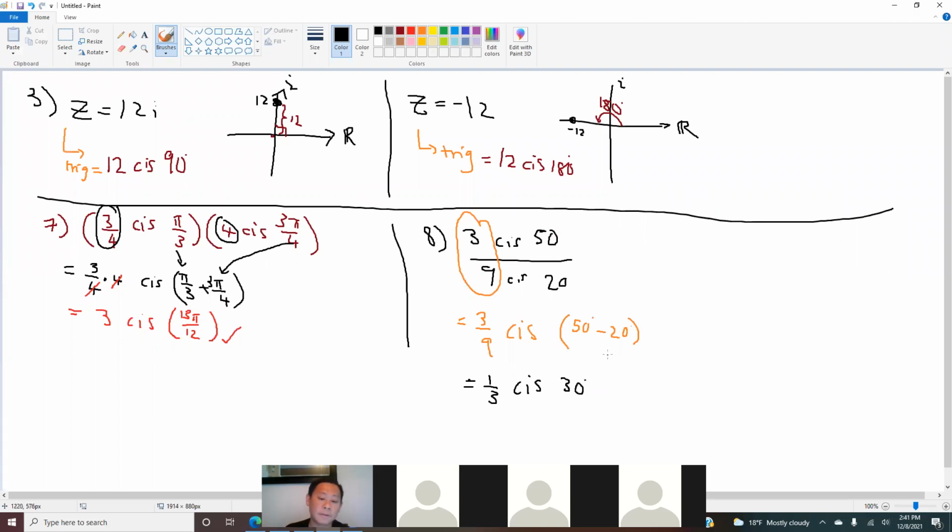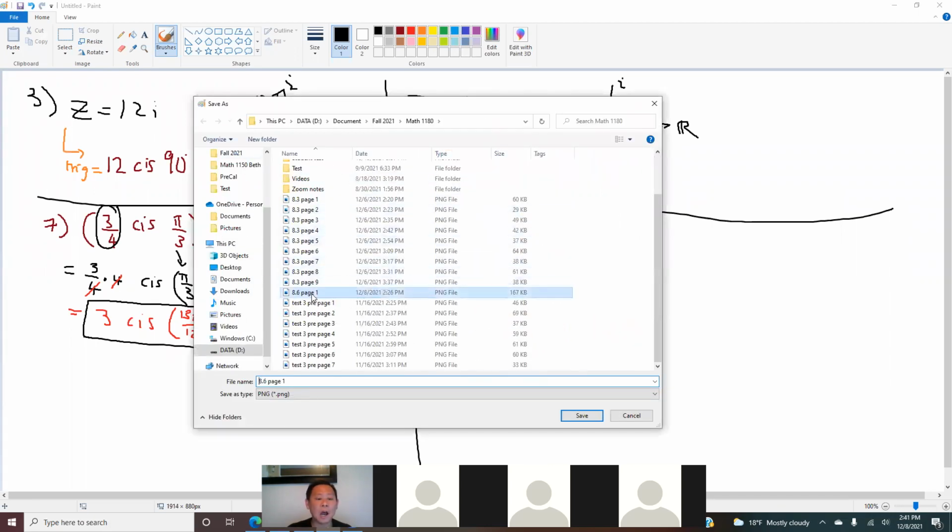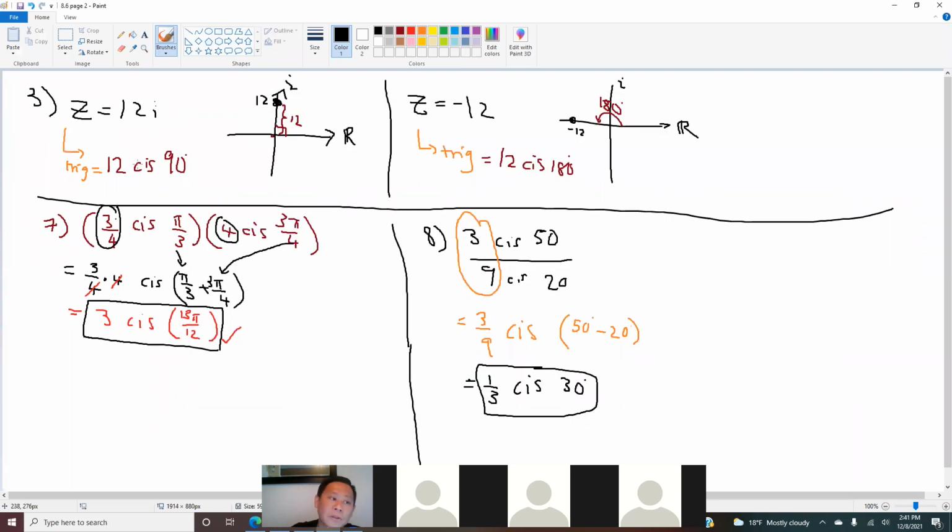30 degrees. Okay, so this is your answer. So it's very easy, right? Okay. So again, yes, multiply and divide is very easy as long as it is in the CIS form. But sometimes it is not in the CIS form, then you have to convert to trig.